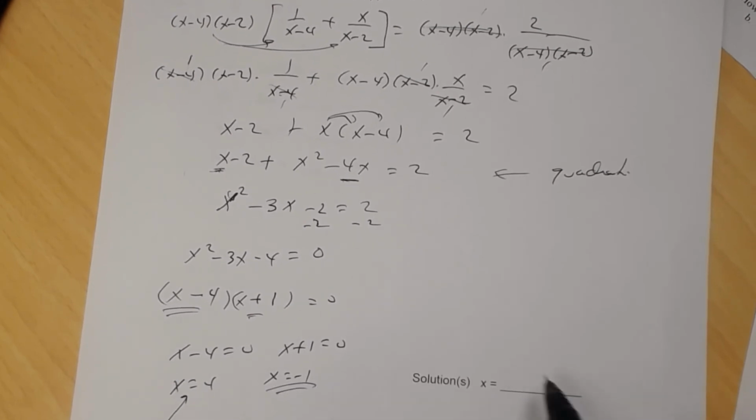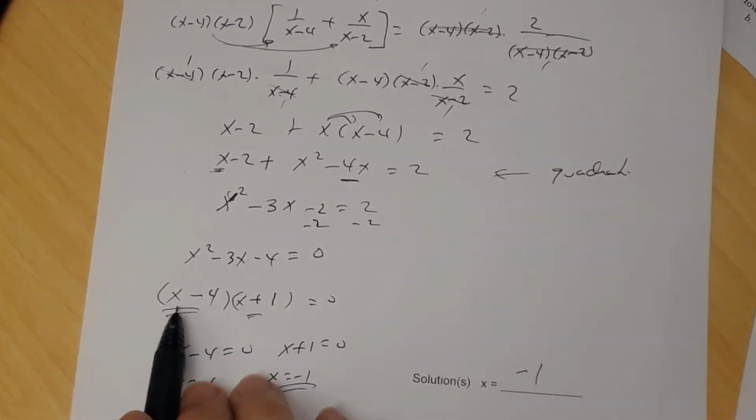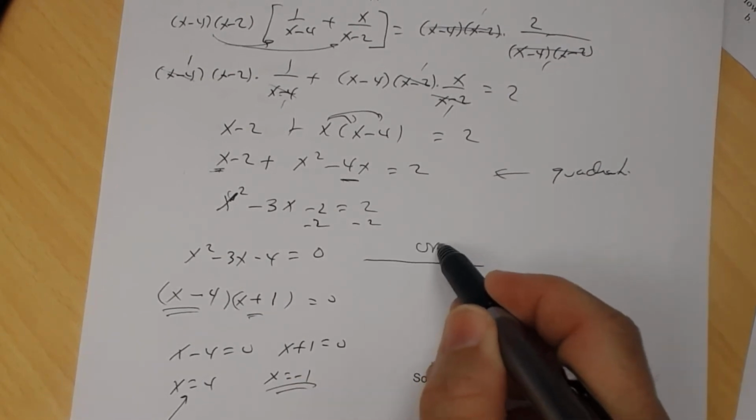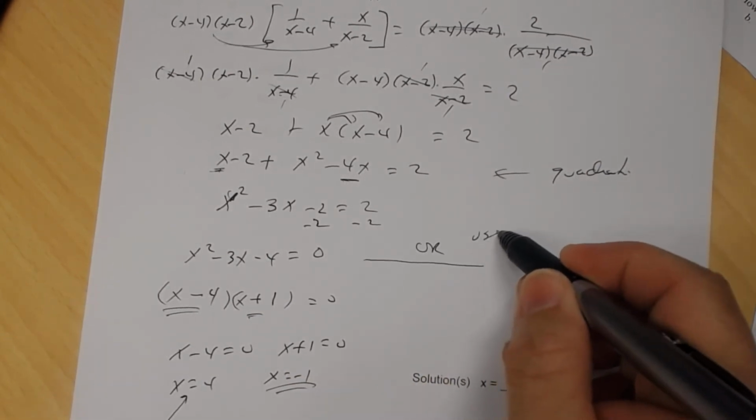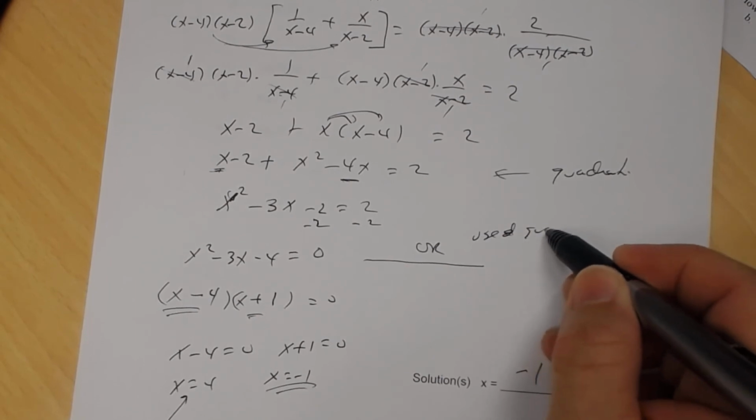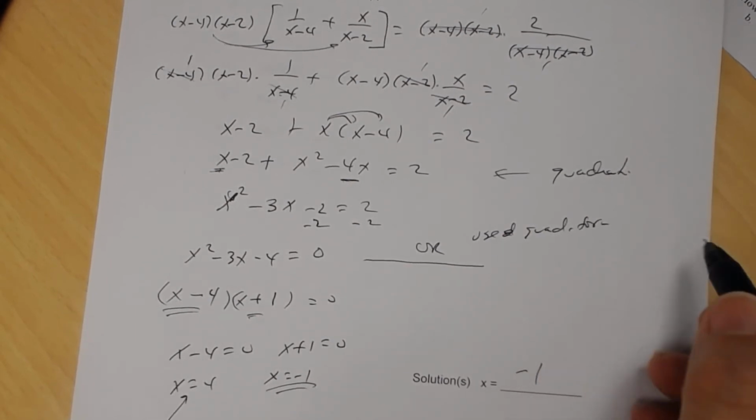So the only one that works then would be x equals -1. So that would be your answer only. Now, you see, we factored. So if you wanted to, you could have used the quadratic formula.